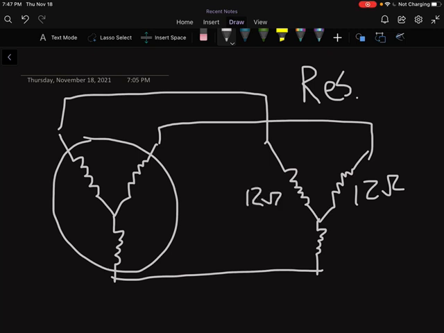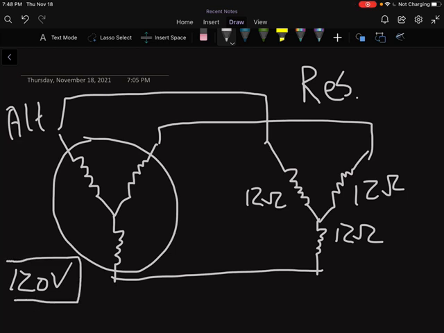And anytime, and I was saying before, we are always going to use balanced loads. I'll never have a time where they're not balanced. And we are going to have a supply voltage of 120 volts. And typically I could ask you to solve for this entire circuit. So this is your alternator over here.